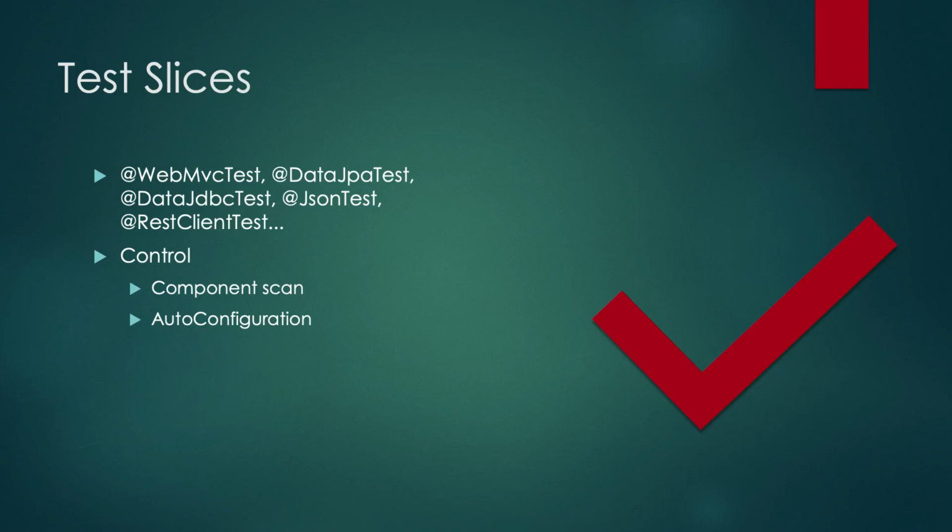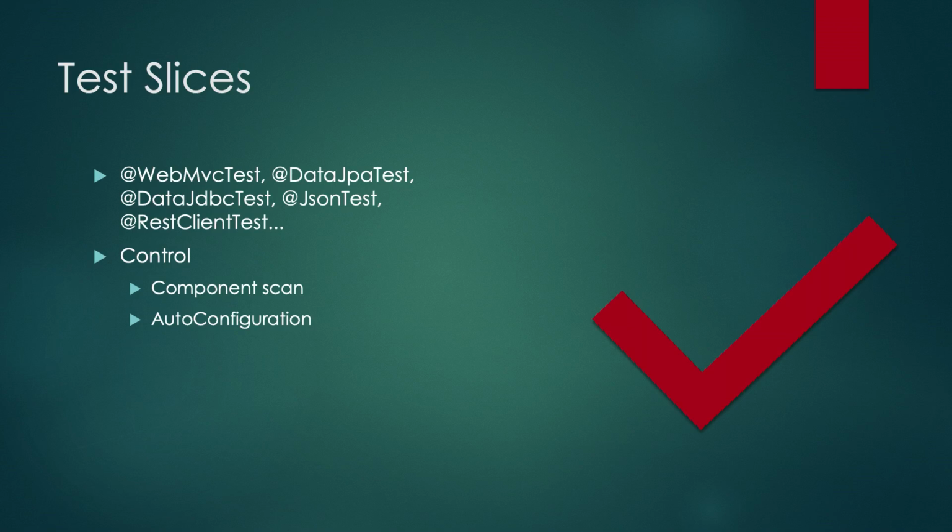They're well documented, so I'm not going to show how to use them or explain them in detail. However, I do want to discuss with you how they work and how we can take advantage of that. So test slices allow you to start an application context, a Spring application that's only a subset of your application, thereby making your tests more isolated and faster. To do this, test slices control two things.